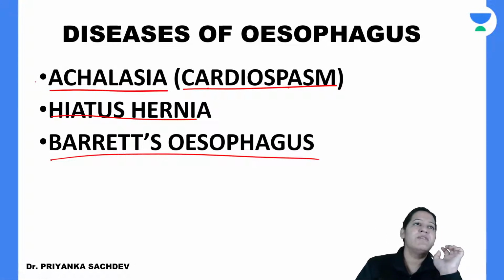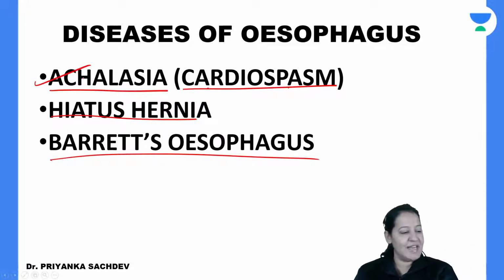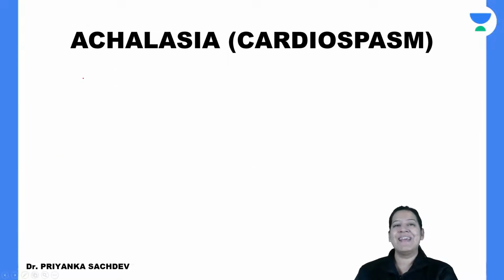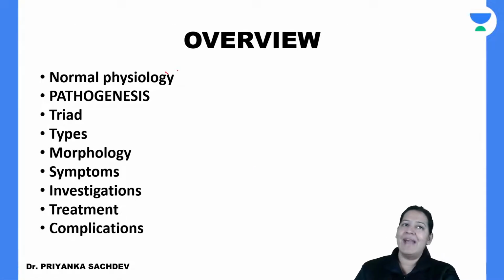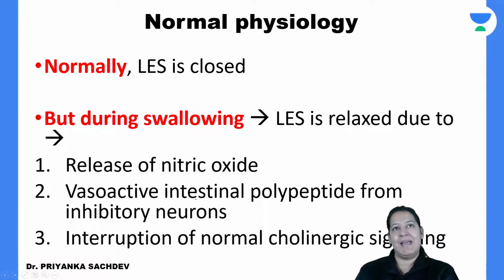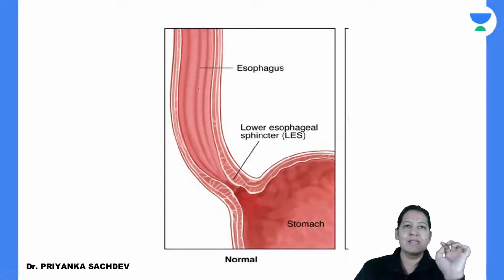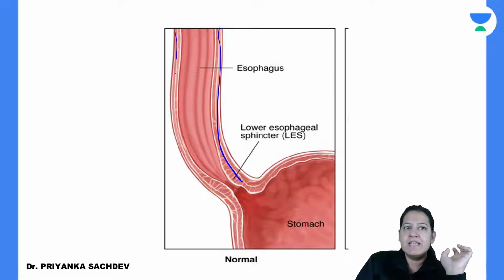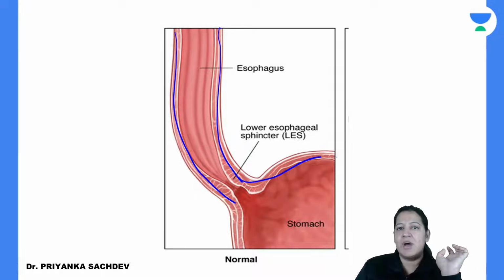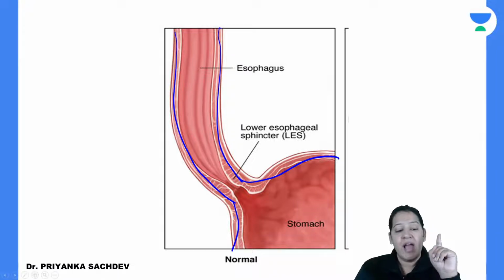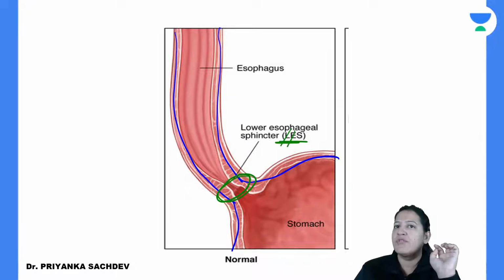So let me start with the first disease, achalasia. Does anyone know what achalasia is? These are the headings under which I am going to describe this disease. Listen. Can you see this is the esophagus? Please everyone see this beautiful diagram. This is the esophagus and this is the stomach. The junction of the esophagus and the stomach has a sphincter, known as the LES, lower esophageal sphincter.